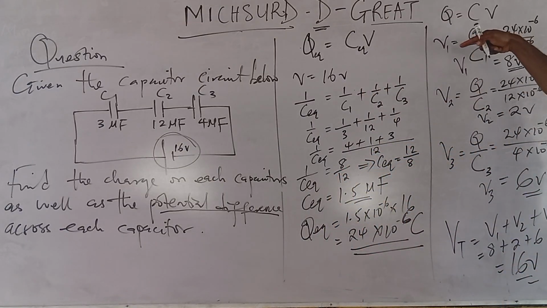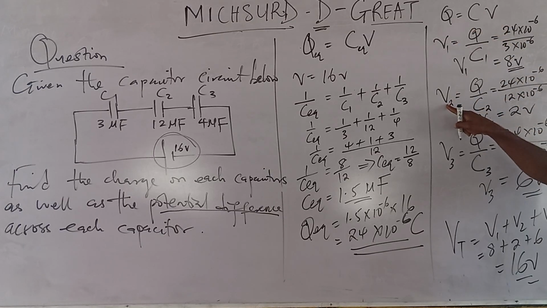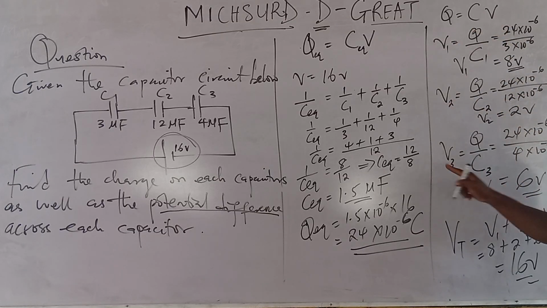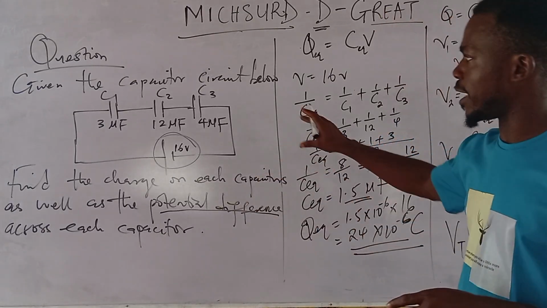So the potential difference in capacitor 1 is 8 volts. Capacitor 2 potential difference is 2 volts. Capacitor 3 potential difference is 6 volts. So that is how we solve questions when they are in series.